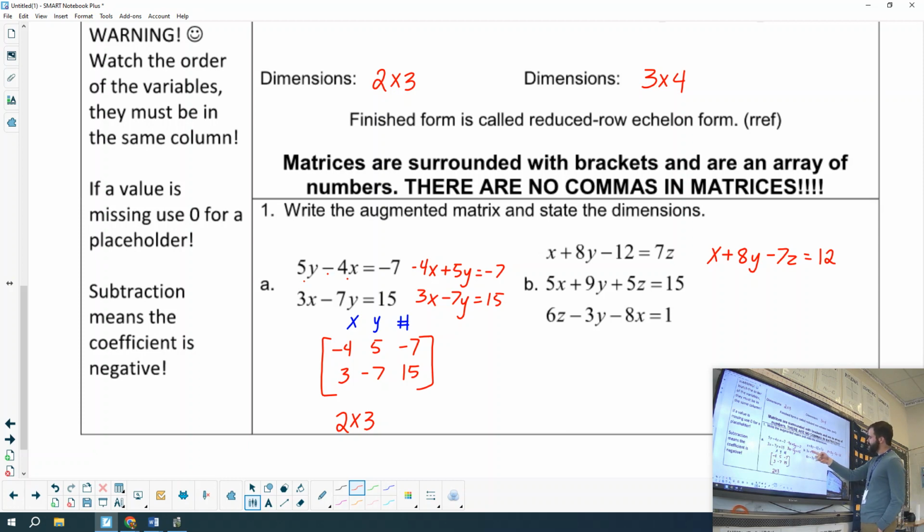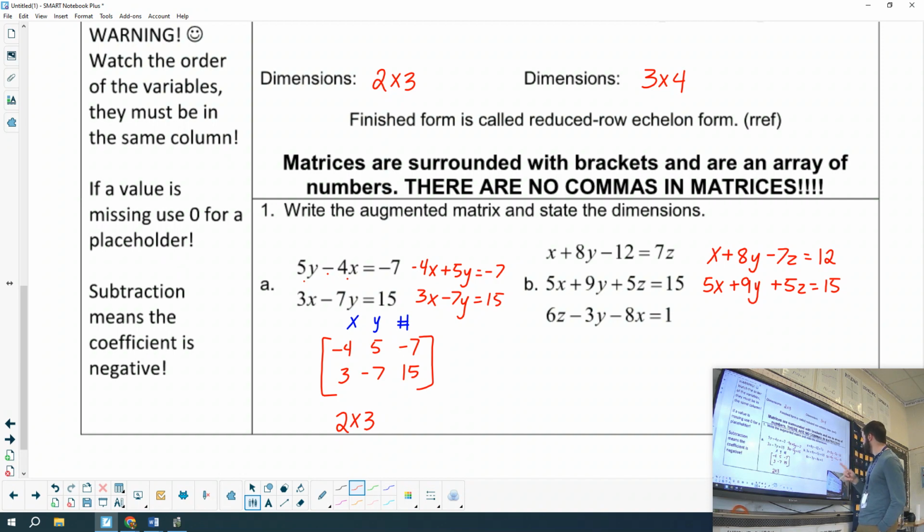All right, and then look at the second one. Do I need to shift that one around at all? I don't think so. Everything's right over. We got x, y, z, equal sign, whole number. Everything's perfect. So I'm just going to rewrite this. 5x plus 9y plus 5z equals 15.